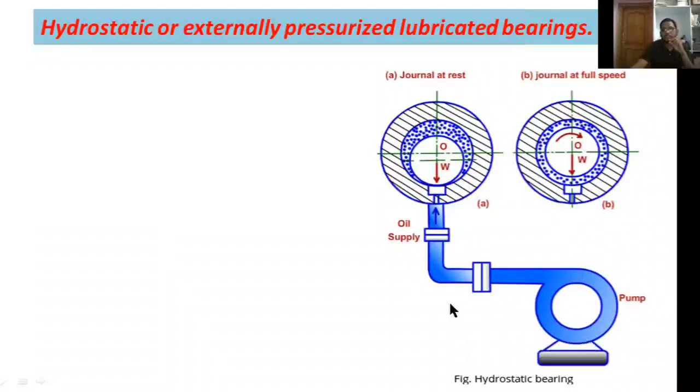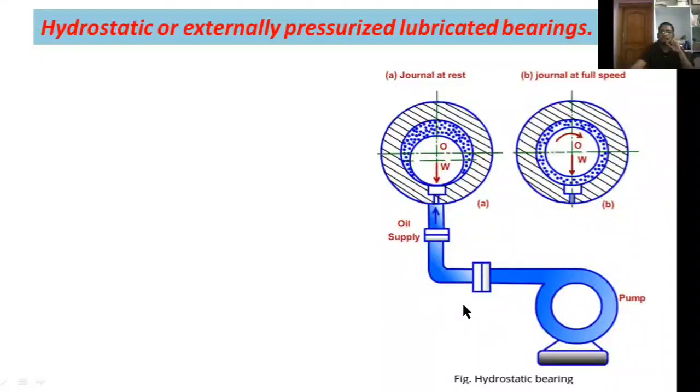This picture indicates a hydrostatic or externally pressurized lubricated bearing system. This system consists of a bearing, and these dotted circles indicate a lubricant. This one indicates the pump. So totally, this is the hydrostatic lubrication system.